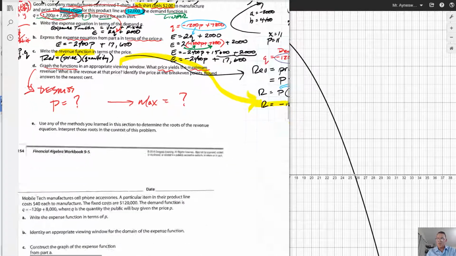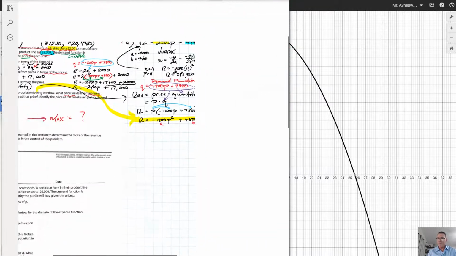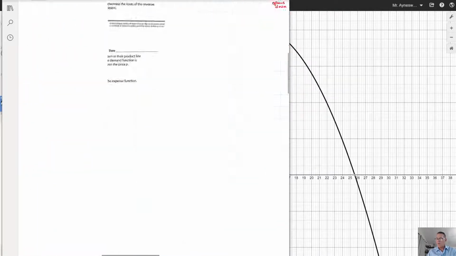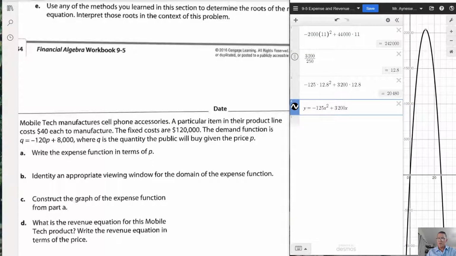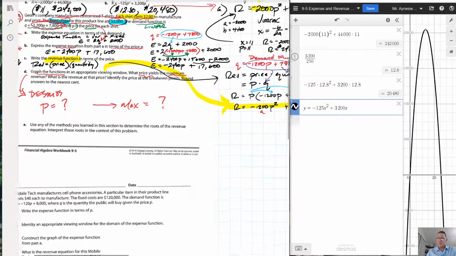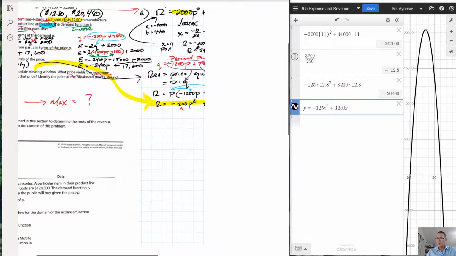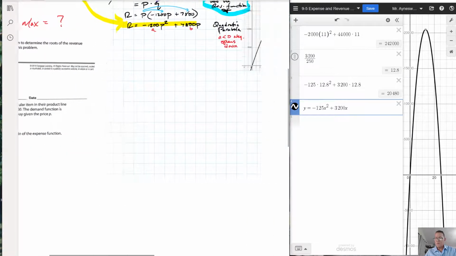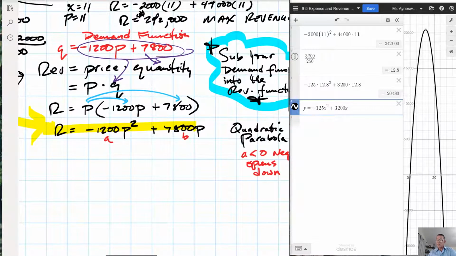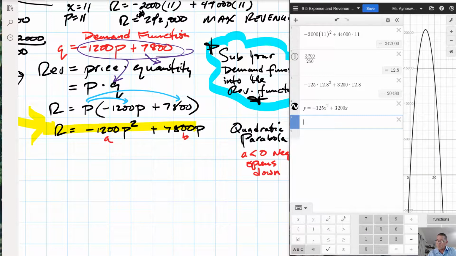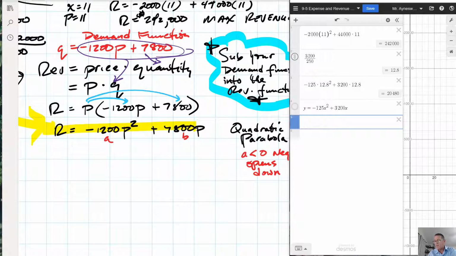Getting a little crazy on my technology here. My computer's running a little bit slow. It's all right, just a tech glitch.